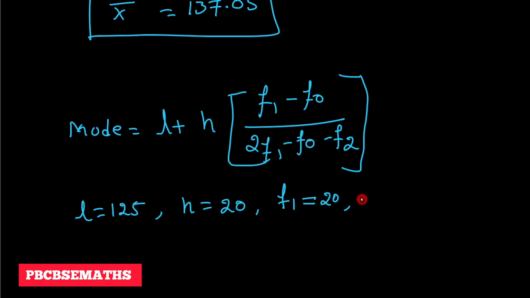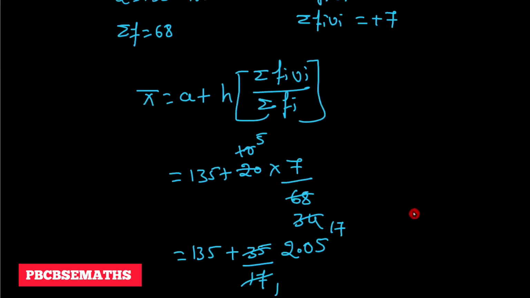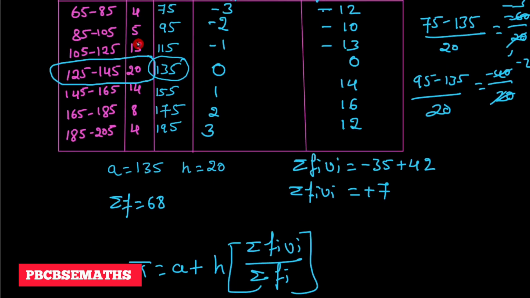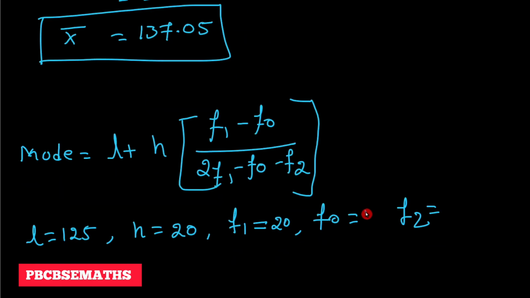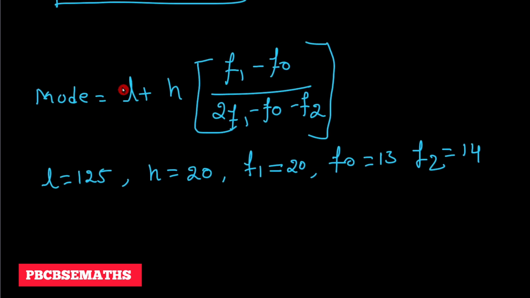In the same way, let's calculate F0 and F2. F0 means the frequency which is preceding this modal class. So F0 for this data is 13, and F2 means the frequency next to this modal class, which is 14. So F0 value is 13 and F2 value is 14. So let's write that this is 13 and this is 14. Now we have the data. We will simply substitute all this data in this formula and we are going to find out the mode of this given data.